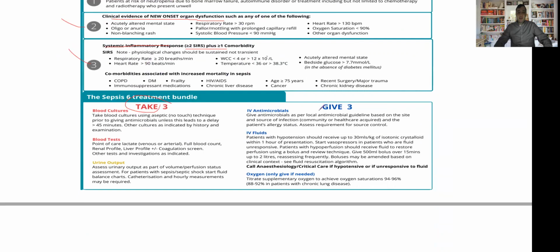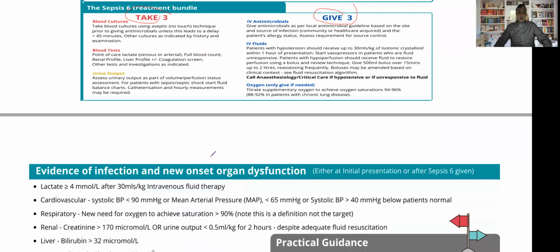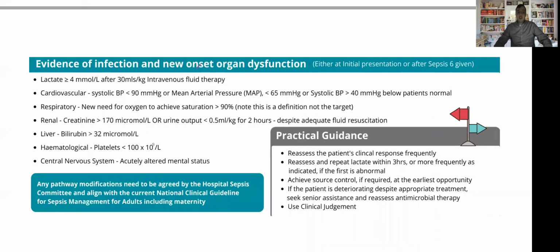And 3 things you have to take and 3 things you have to give, and it's all mentioned. So this is the evidence of infection and new onset of organ dysfunction. Lactate more than 4 millimole per liter after 30 minutes of intravenous fluid therapy. Cardiovascular: systolic blood pressure less than 90, mean arterial pressure less than 65, or systolic blood pressure more than 40 below patient normal value.